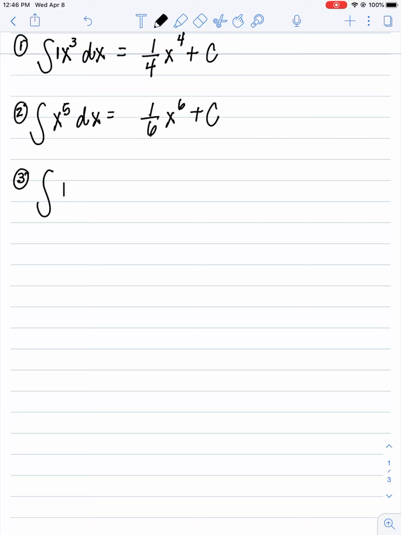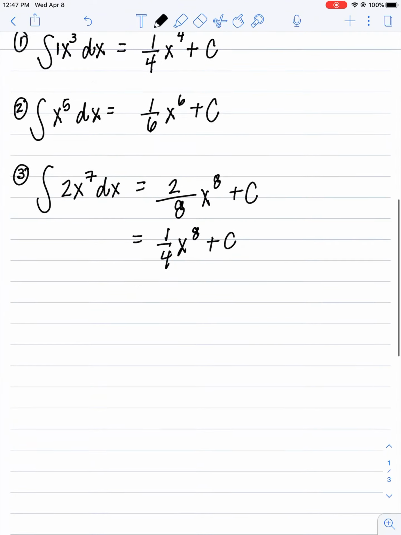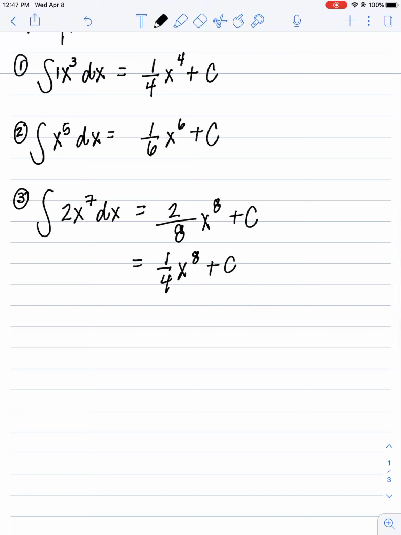Let's go again. Number 3. What about the antiderivative of 2x to the 7th with respect to x? So the coefficient is going to stay 2. The exponent is a 7, so the exponent will become an 8, which means we're going to divide by 8. X to the 8th plus c. And then, of course, guys, you need to clean up your fractions if you can, which means reduce your fractions. So 2/8 x to the 8th is the same thing as 1/4 x to the 8th plus c.